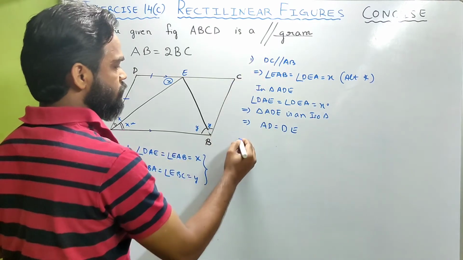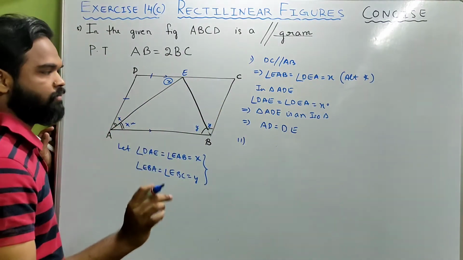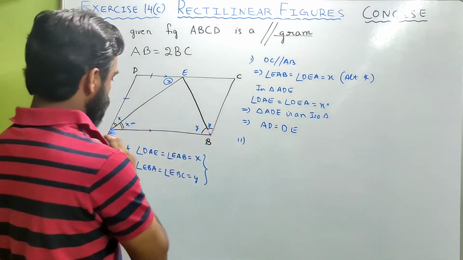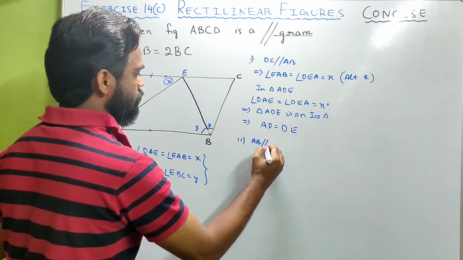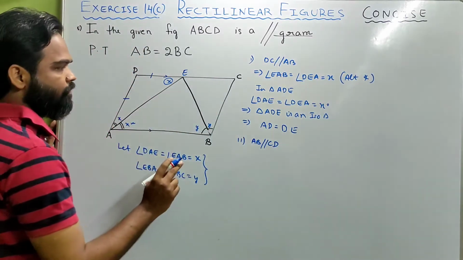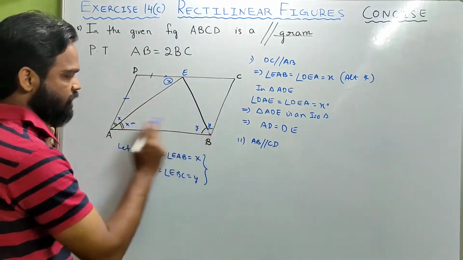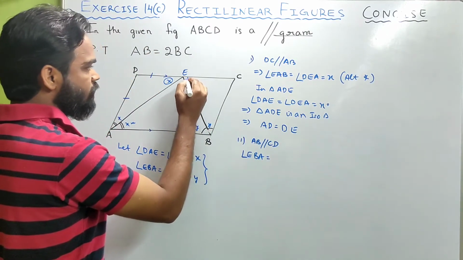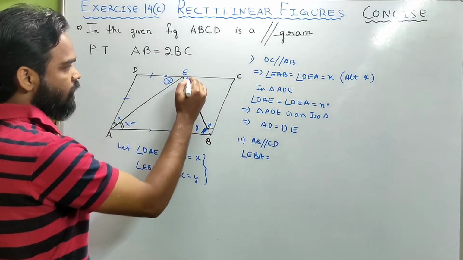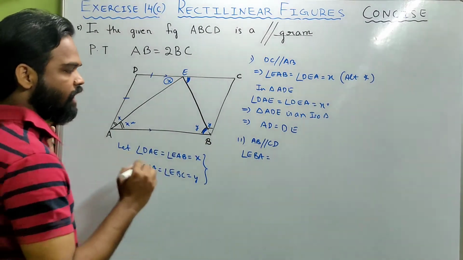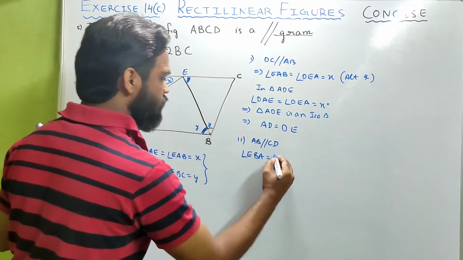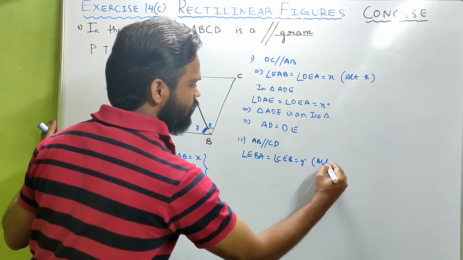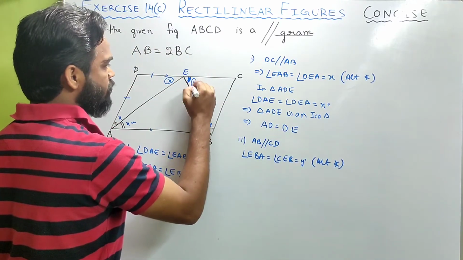Now look carefully. Now over here we'll do the same thing. Okay, look at EBC. AB is parallel to CD or DC, whatever. Okay, then angle EBA is equal to this angle, isn't it? This angle and this angle will be equal. Alternate angle. EBA equals CEB. CEB equals Y. Why? Alternate angle. So this is Y degree.